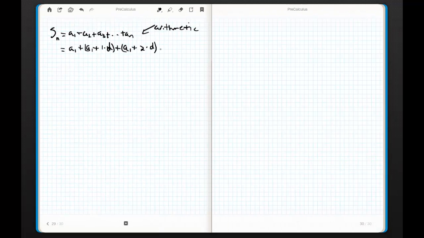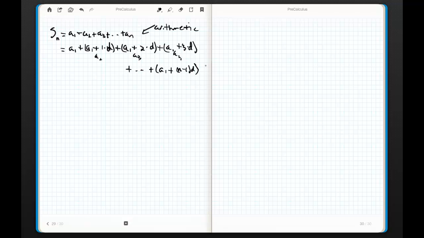Let's do one more. This is going to be plus, so this is A sub 2, and this is A sub 3, plus A sub 1 plus 3 times D, right? This guy's A sub 4, and then we're going to go plus, dot, dot, dot, plus, and the A sub n is just A sub 1 plus n minus 1 times D.